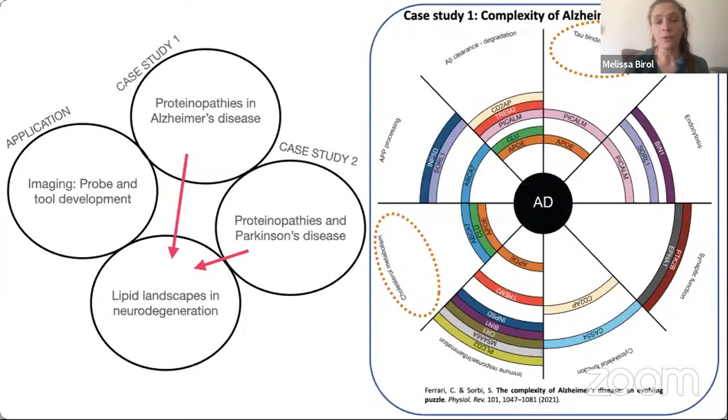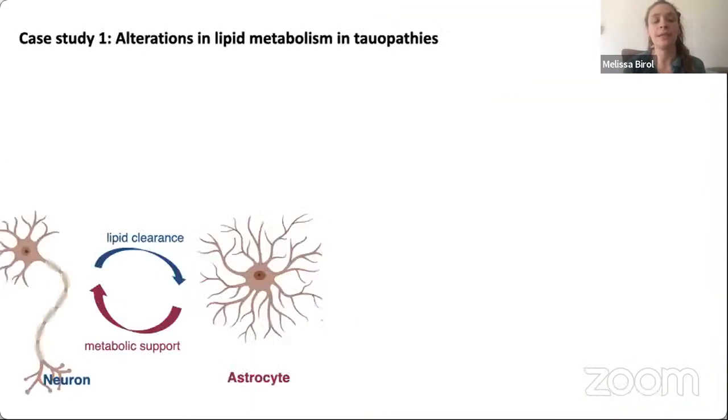So moving on to the first case study on Alzheimer's disease, what we are interested in is understanding not only how the protein is affected in a single cell, so in neurons, but also in astrocytes.